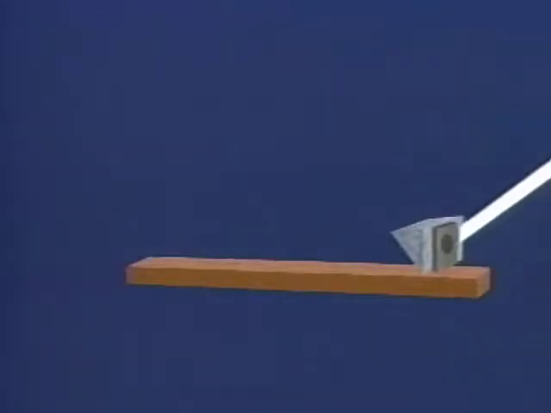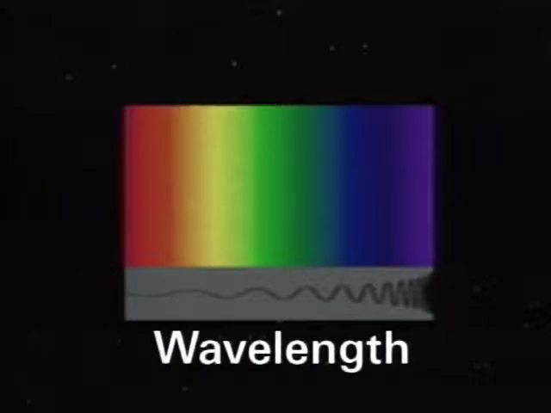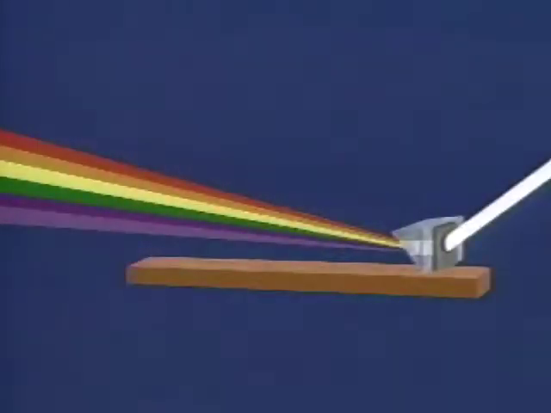When light travels from air through the prism and back to air, it bends. This is called refraction. Each color of light has a different wavelength, so that each color bends at a slightly different angle as white light passes through the prism.